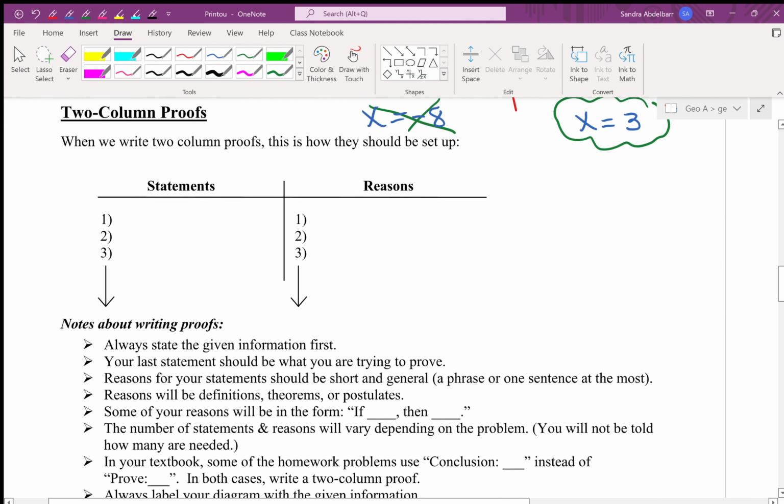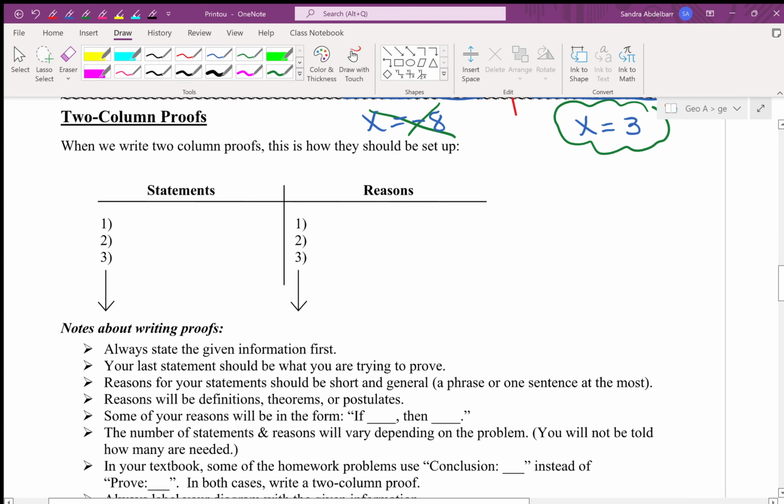All right, so we are starting proof writing. We will be writing proofs until the springtime. So we are going to spend a decent part of the year in proofs. So we really want to make sure we have a solid foundation, because every single thing builds on this foundation that we're starting today. So the kinds of proofs we're going to be writing in class are called two-column proofs.